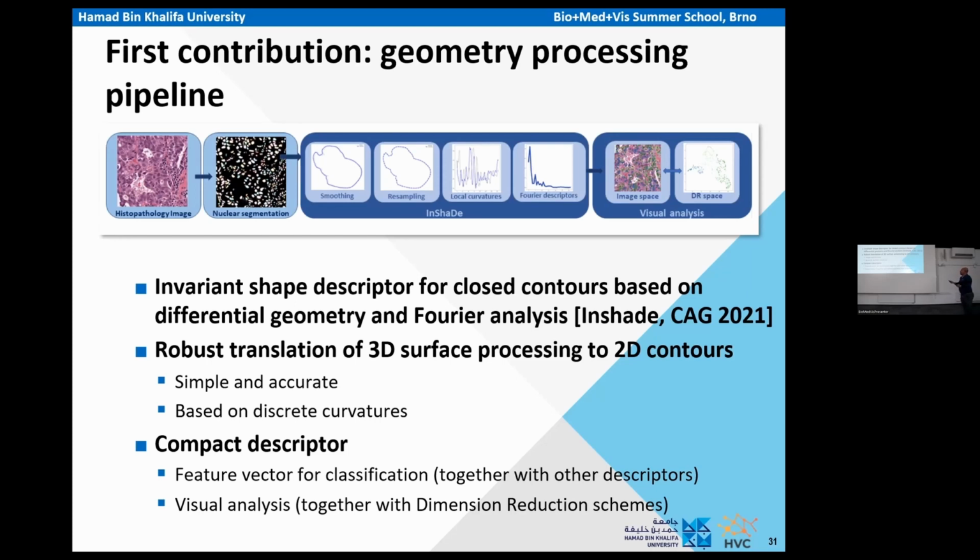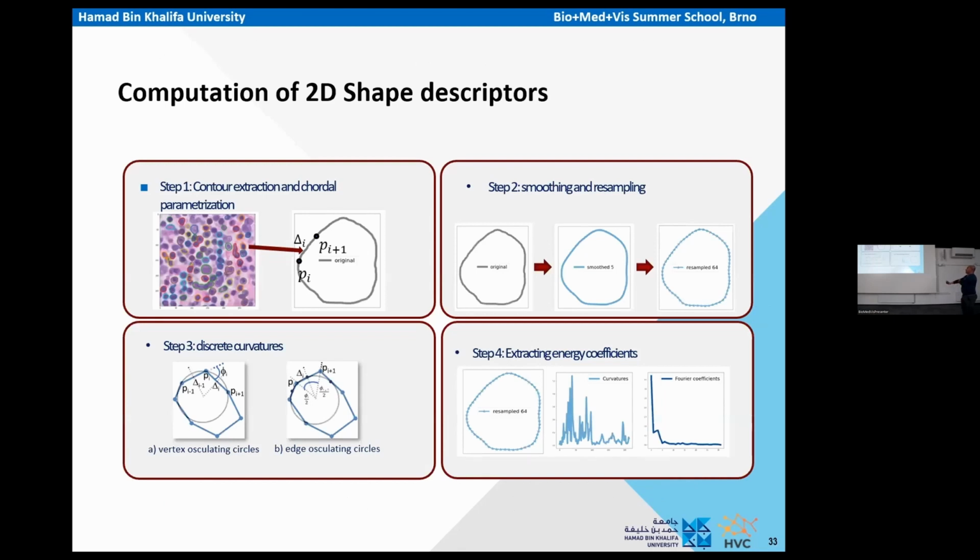And this framework is based on the extraction of contours of the various cells that you can obtain by automatic segmentation. In our case, we use the UNet. Then after some processes of smoothing and resampling, we compute the discrete curvatures by using discrete differential geometry, incorporating the computation of osculating circles for vertices and edges. And from these curvature coefficients, we can extract energy coefficients by performing Fourier analysis.